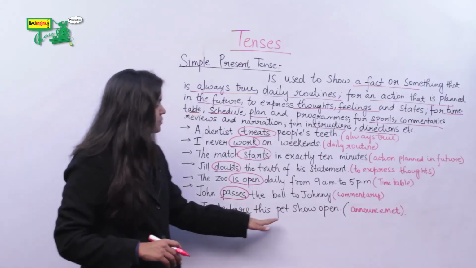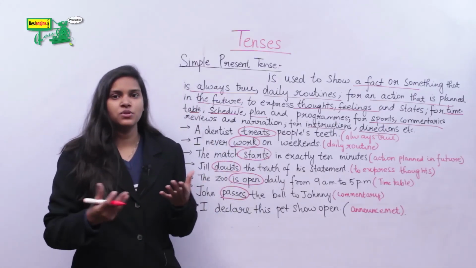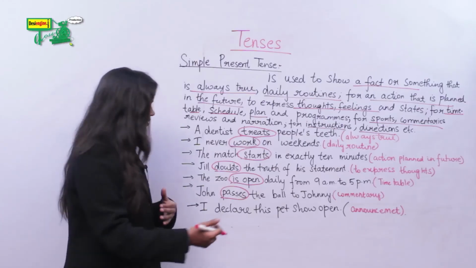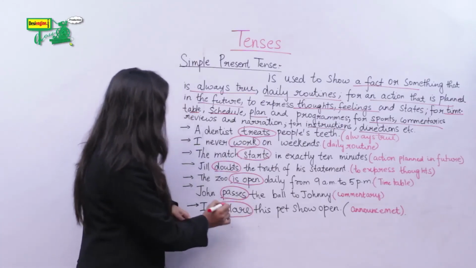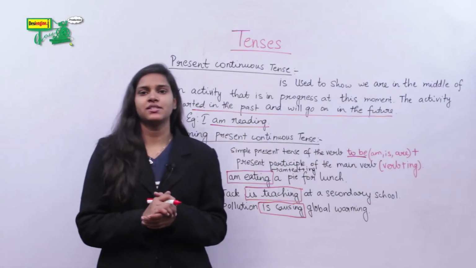I declare this pet show open. This is an announcement. So the verb should be in the simple present tense. Declare. Let's talk about present continuous tense.